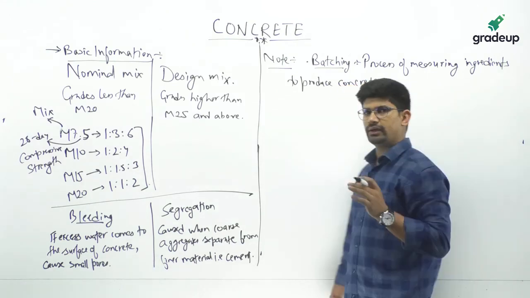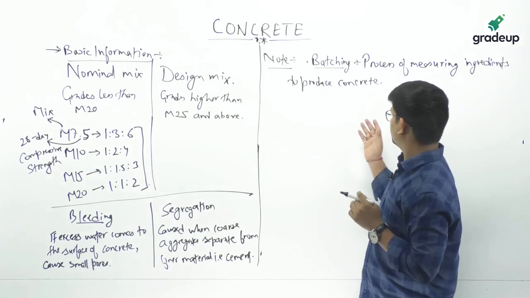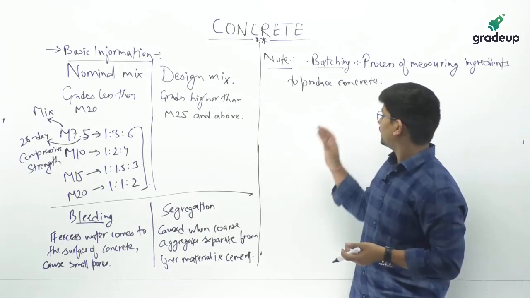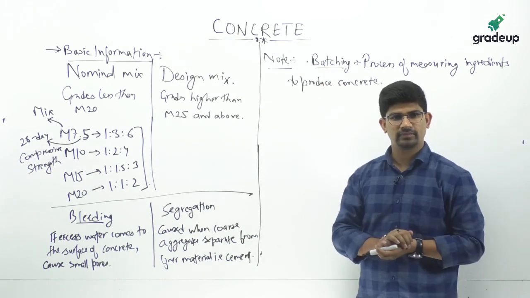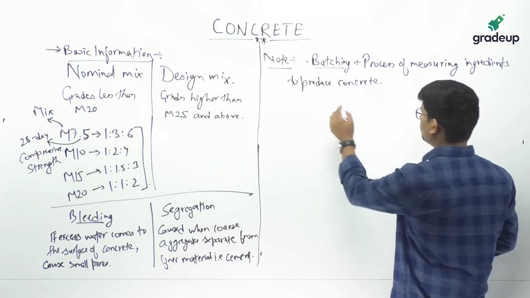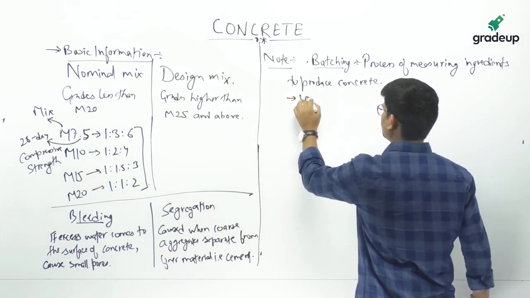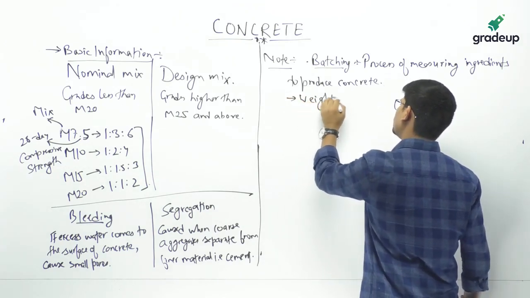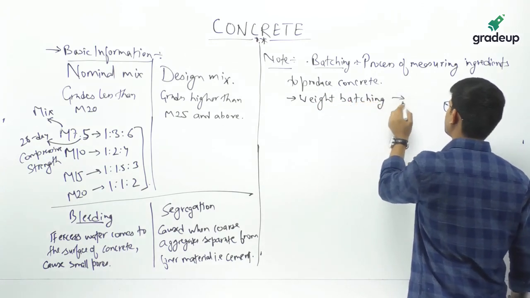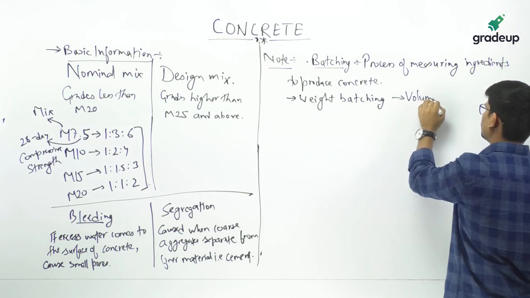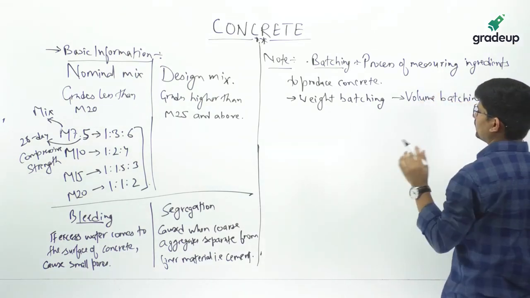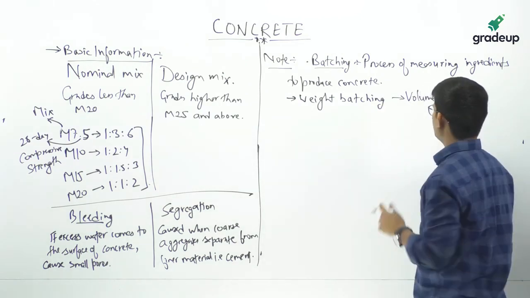So you have to choose the appropriate proportion of cement, sand, coarse aggregates, and admixtures. That comes under the process of batching. Then there are two processes of batching. One is weight batching, the second is volume batching.